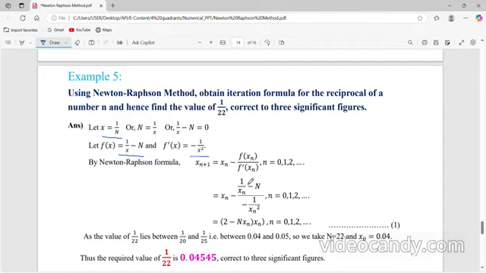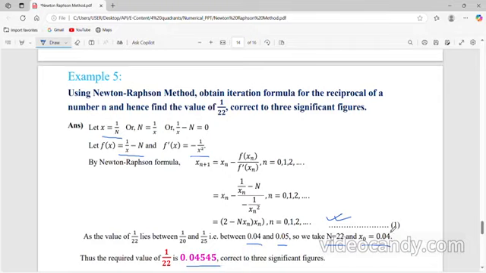According to the formula, we will develop this result: xn plus 1 equal to xn into (2 minus N xn). As the value 1 by 22 lies between 1 by 20 and 1 by 25, that means between 0.04 and 0.05, we take N equal to 22 and x0 equal to 0.04. And the required value of 1 by 22 is 0.04545, that is 0.0455 correct to 3 significant figures.